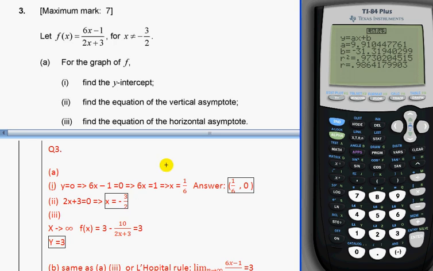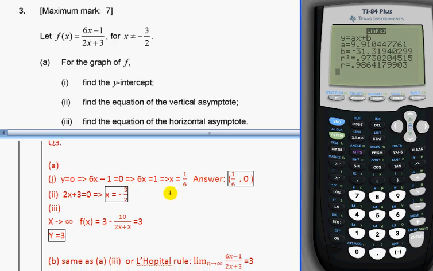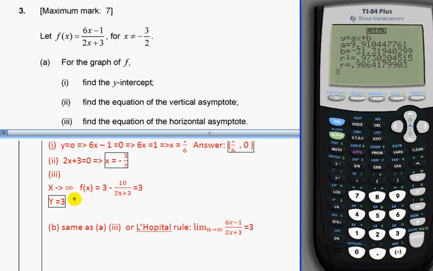So when x tends to infinity, we can rearrange this formula in this form, and we get y equals 3. Or you can divide by x, numerator and denominator. Here you'll get 6 minus 1 over x, here we'll get 2 plus 3 over x. X tends to infinity, this part will be negligible. So we have 6 over 2, which is 3.